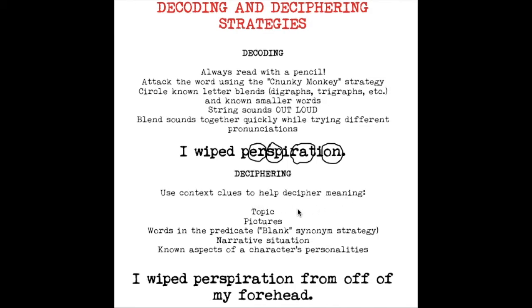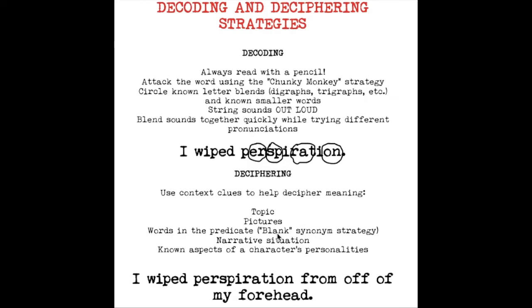For example, when we pre-read, we might be familiar with the topic and anticipate what the word might mean. There might be pictures available to look at. There may be words in the predicate, that is the verb, and the words thereafter that may assist in understanding the meaning of that unknown word. The current narrative situation that one might encounter, or even known aspects of a character's personality may give some clue as to what the meaning of that challenging word is.